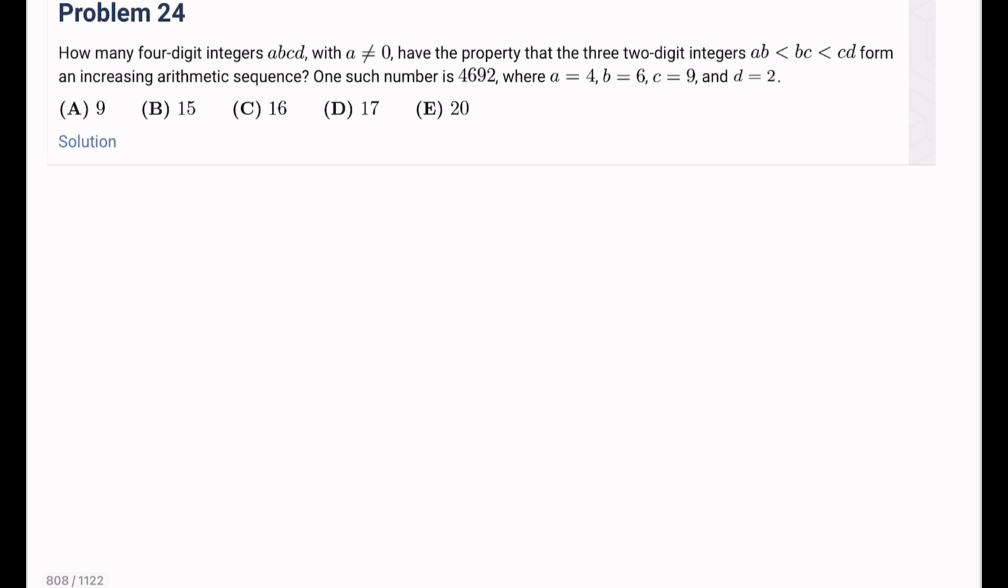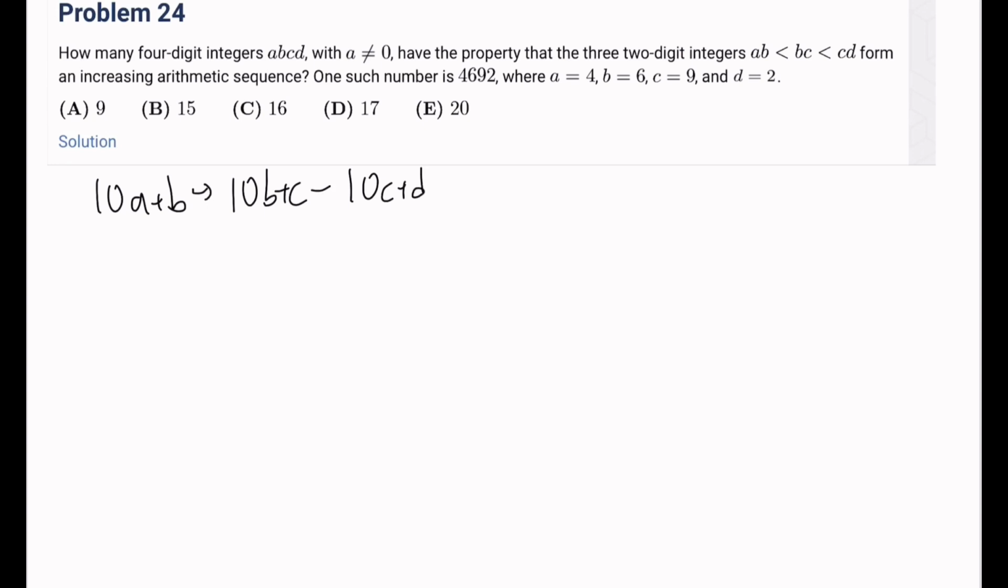Problem number 24. How many 4-digit integers abcd, with a not 0, have the property that the three 2-digit integers ab, bc, cd form an increasing arithmetic sequence? One such number is 4692, where a equals 4, b equals 6, c equals 9, and d equals 2. Okay, so for ab, bc, and cd, we have 10a plus b, 10b plus c, and 10c plus d, right?